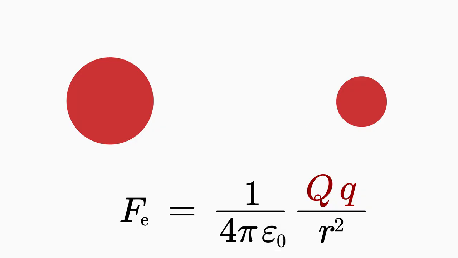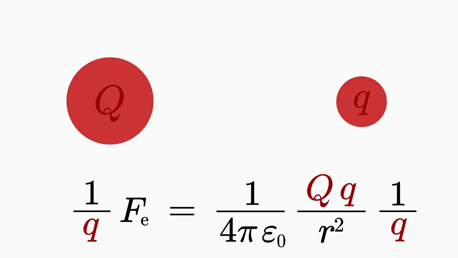Now, what if you know the value of the big charge and want to know the value of the force that the big charge exerts on the small charge? However, you do not know the exact value of this little charge, or you intentionally leave that value open and only want to look at the electric force exerted by the big charge. So you have to somehow eliminate the small charge q from Coulomb's law. To do so, you simply divide Coulomb's law by q on both sides.